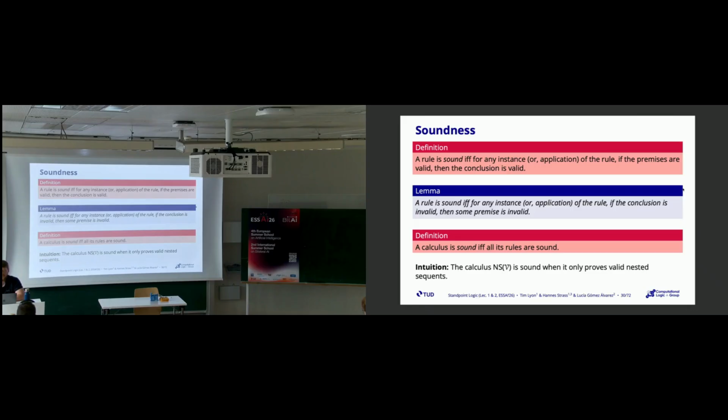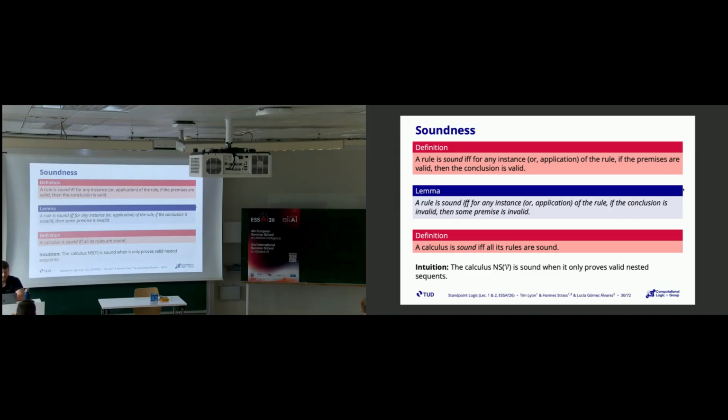since we're going to be showing these rules sound. We define a rule to be sound in a sequent calculus if and only if, for any instance, also called an application of the rule, if the premises of the rule are valid, then the conclusion is valid. So a rule is sound when it preserves validity in a top-down application.